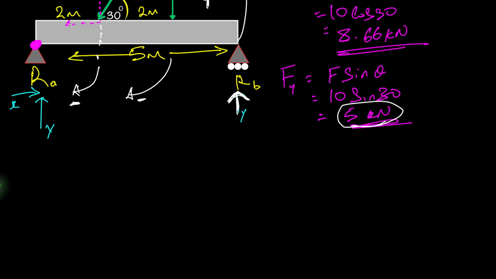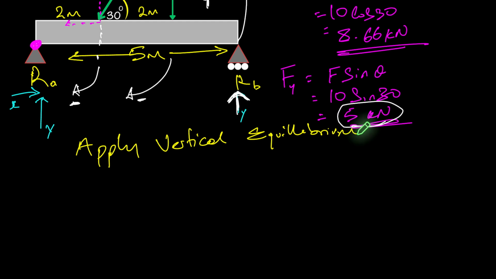So we have found so far RAX and we have found RBY. So the only unknown that we have now is RAY. To find that, we're going to apply another equilibrium equation. We're going to apply vertical equilibrium. So the sum of the vertical forces should be equal to 0. Forces going upward should be equal to forces going downward. For this, I'm going to take upward forces as positive and downward forces as negative.